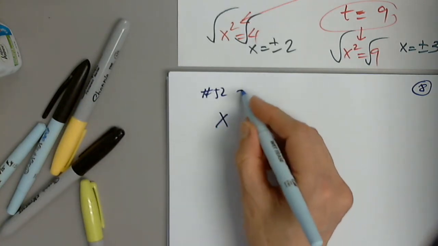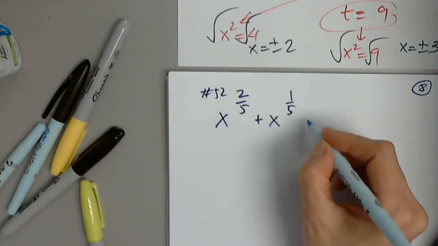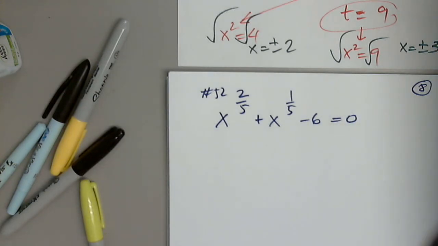So x to 2/5 plus x to 1/5 minus 6 equals 0. What is this? The answer is a mess. It really is. This is the what root? Fifth root of blah, blah, blah. And this is the fifth root of x, a total mess. Okay, now let's hope that this equation is quadratic in form. We hope. So if it is quadratic in form, please tell me which power is the smallest.